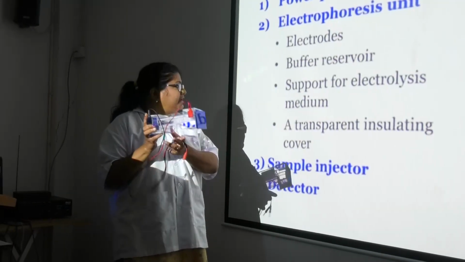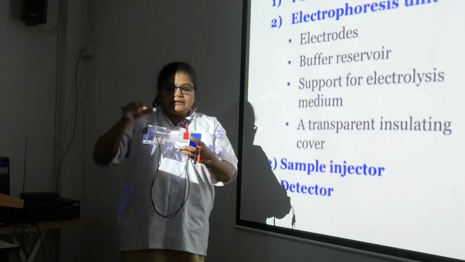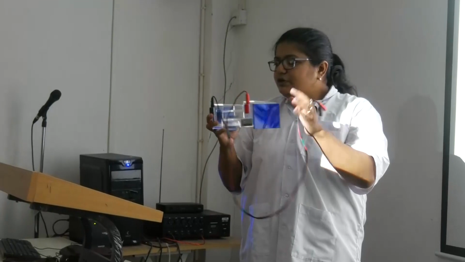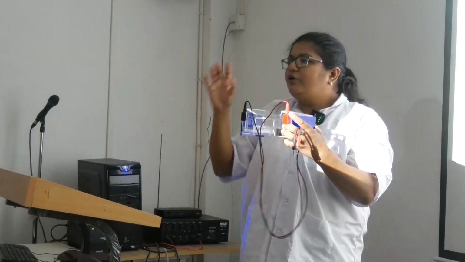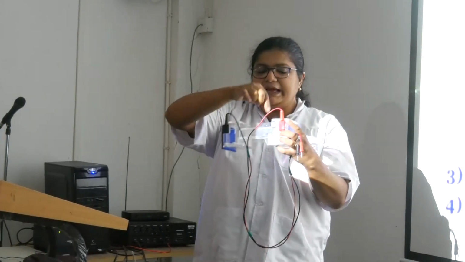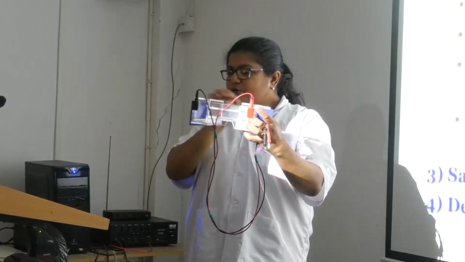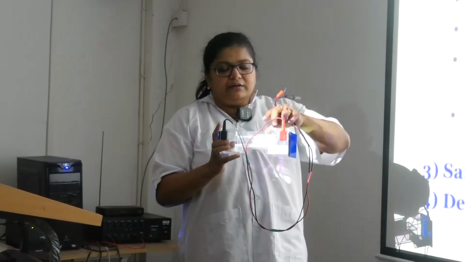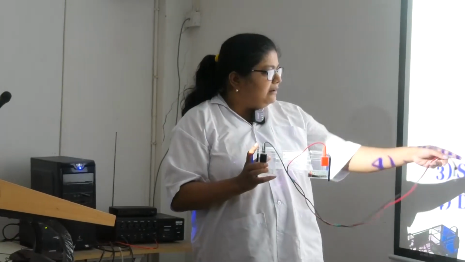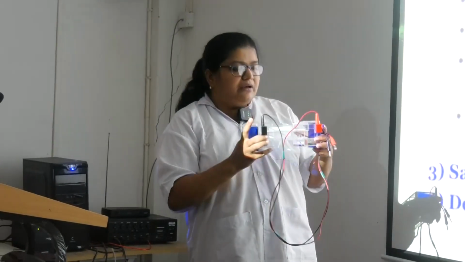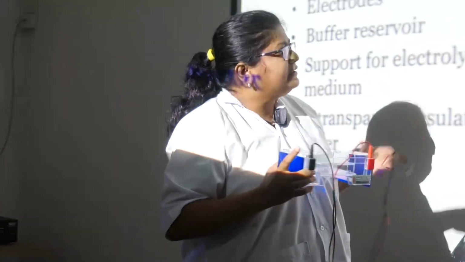This is the buffer reservoir, and this is for paper electrophoresis. Here we put a chromatography paper or filter paper, and both ends of the paper are dipped into the buffer solution. Here we apply the sample through the sample injector, and by the detector we can detect.